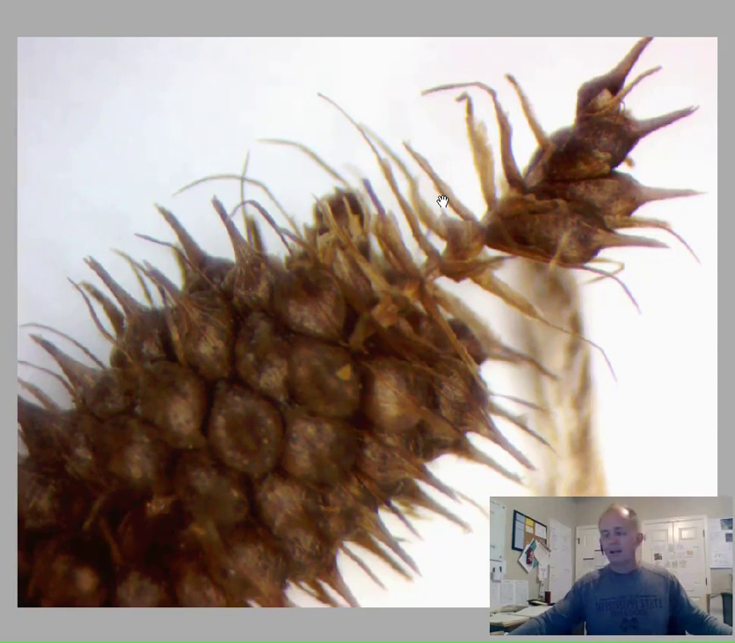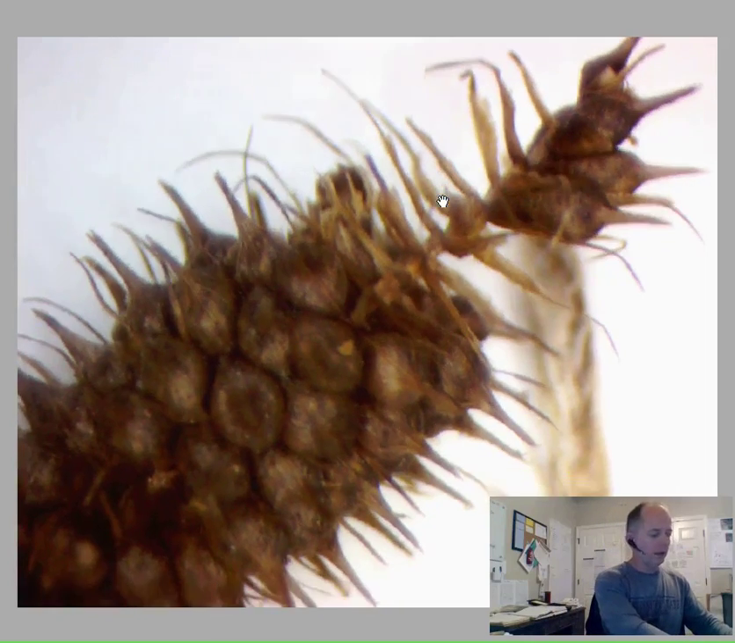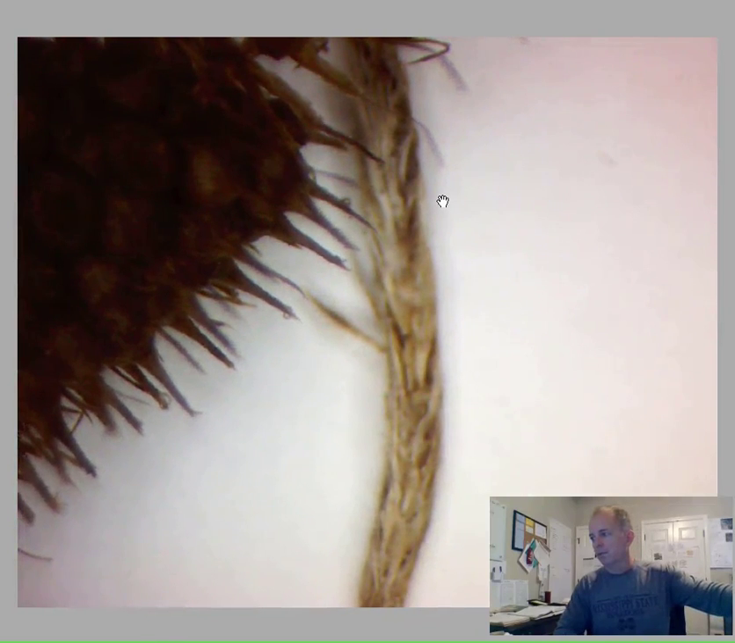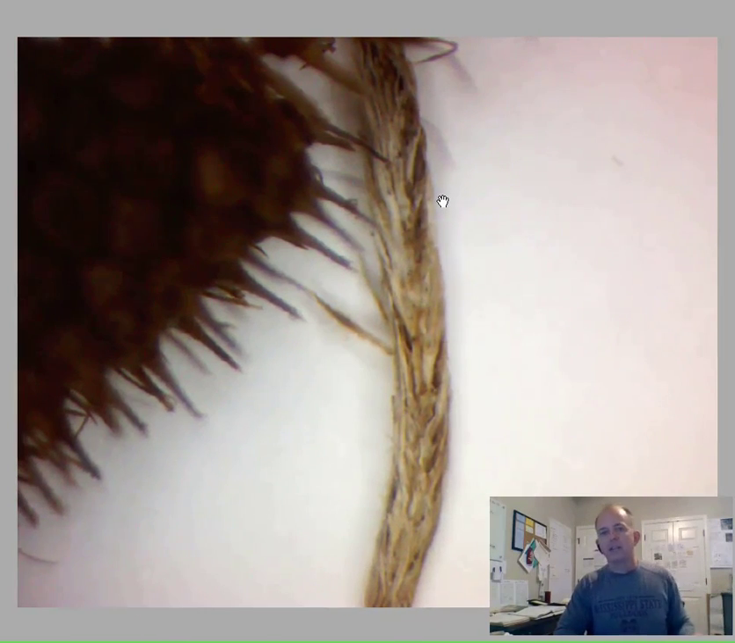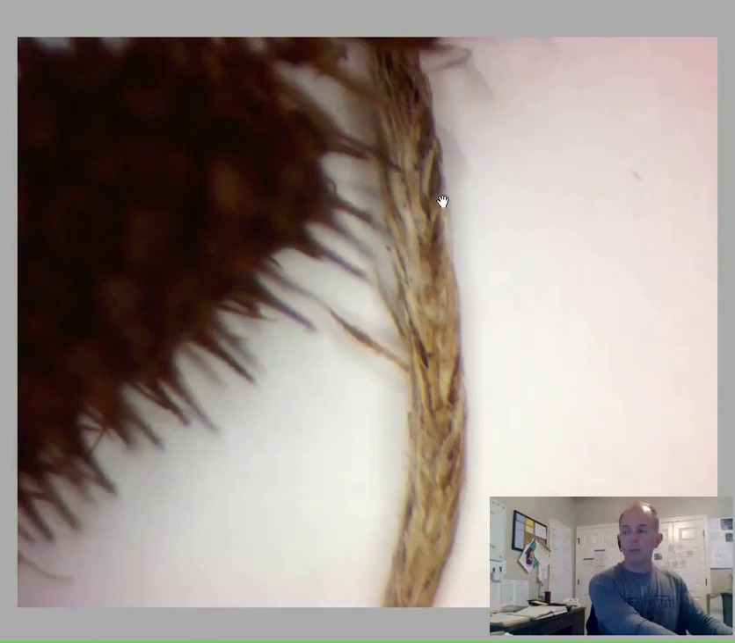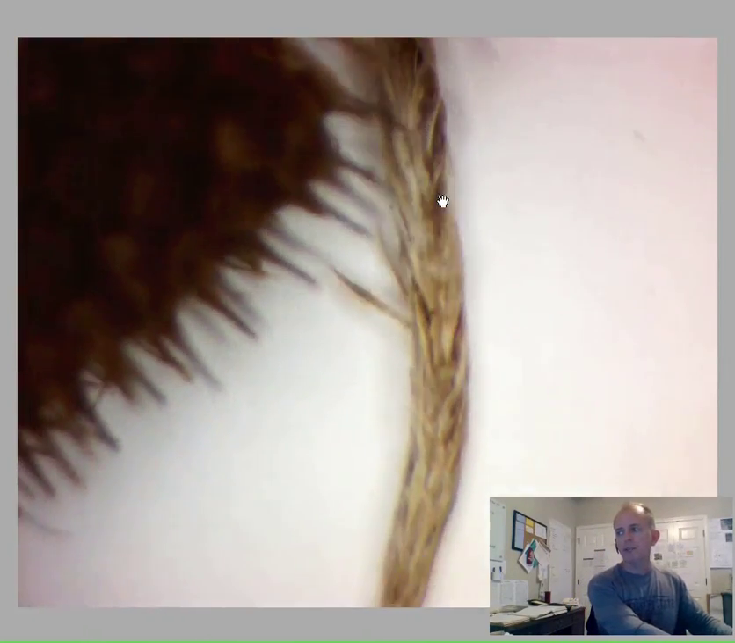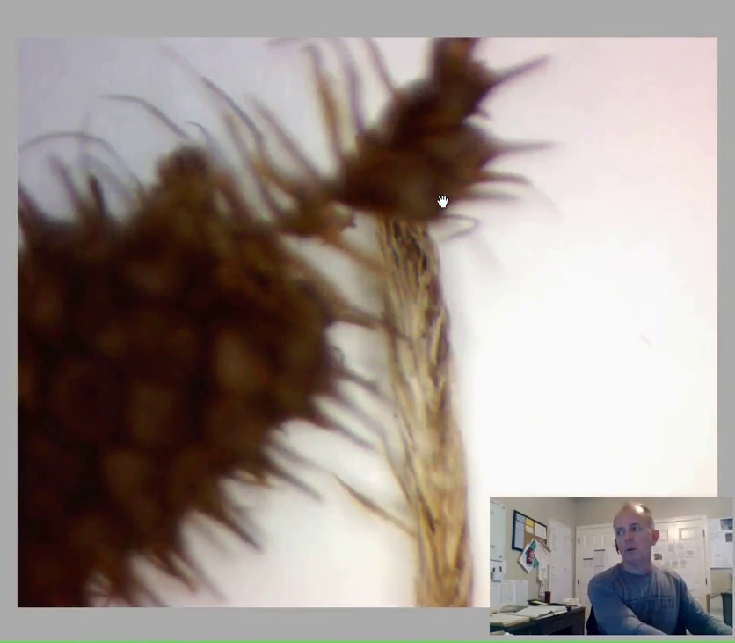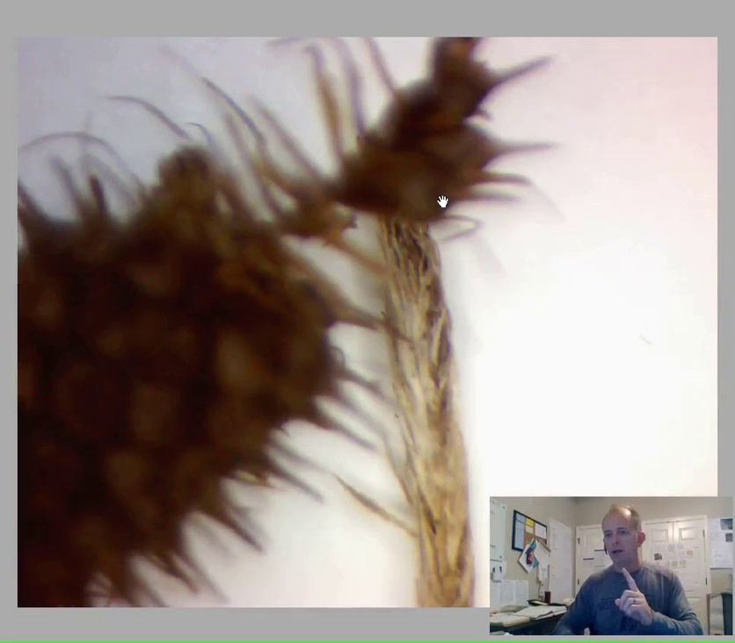And then in the background here, which we did not see when we did that sedge identification, I'll focus this. This is the staminate spike, the one that would have produced the pollen. This sat up above on the culm, above where the pistillate spikes branched off and hung down. This was up at the top of that culm.